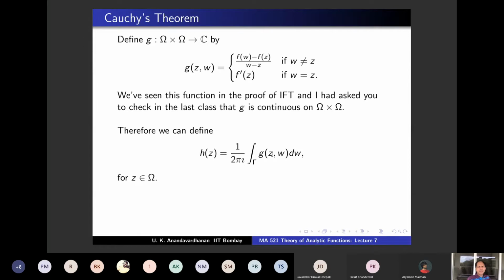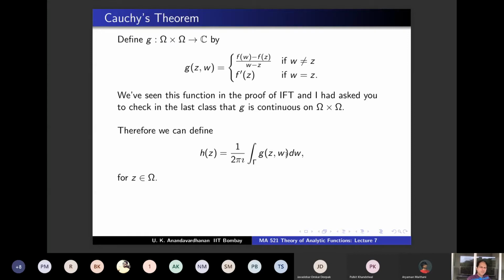This is continuous in both the variables, in particular in the variable w, and therefore the integral makes sense, right? If you have a continuous function, you can integrate, and gamma is a sum of closed paths, and on each path you will parameterize and integrate. So continuity is enough for you to do the one variable integration. So everything is okay. So you have got a function h. Okay, is the definition clear?